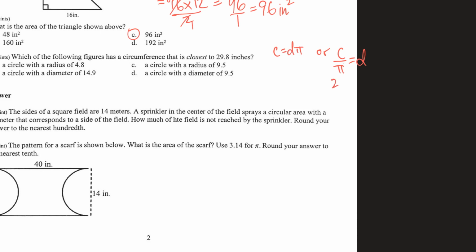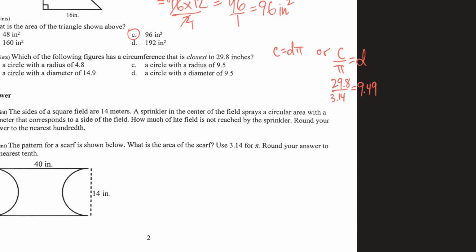So I'll take 29.8 and divide it by pi, 3.14. And let's see what that is equal to. 29.8 divided by 3.14 is 9.49. So first, I'm looking for any answers that have a diameter of 9.49.